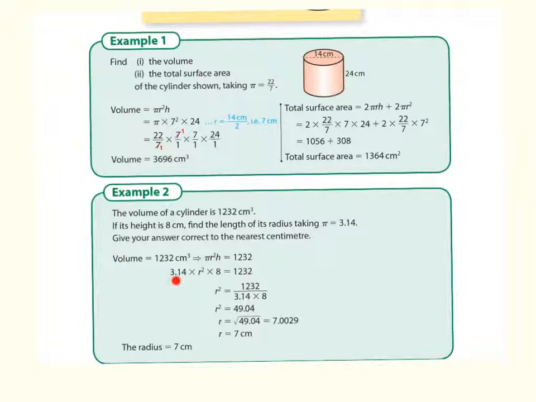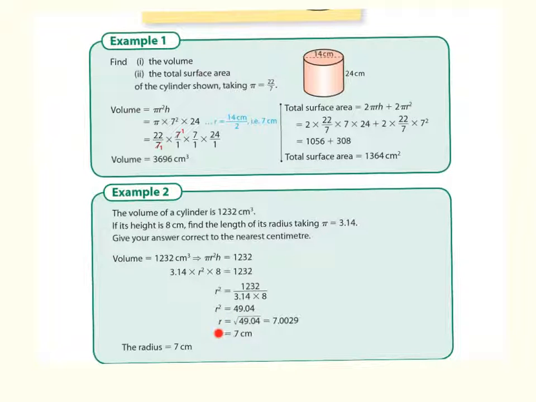So we can fill in pi, because we're told what pi is. We don't know what r is, that's what we're going to find, but we know what h is, we know it's 8. So make it equal to 1232. So now we can bring across the 3.14 and the 8. Remember, if they're multiplied on one side, they come across and divide. Likewise, you could have just multiplied 3.14 by 8, found your answer, and brought it across and divided it into 1232. Same thing. So now r squared is 49.04.